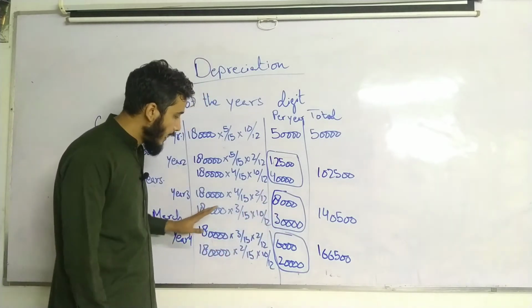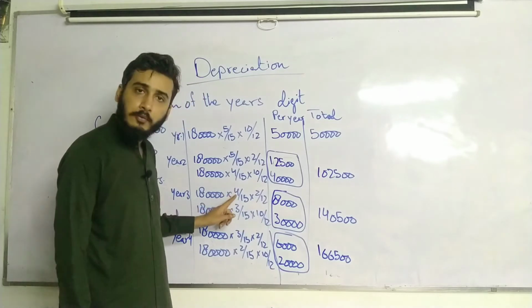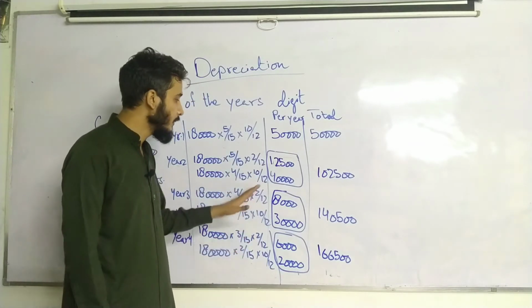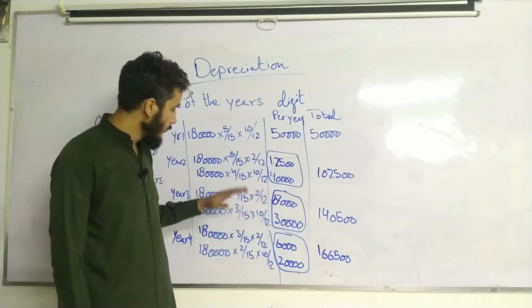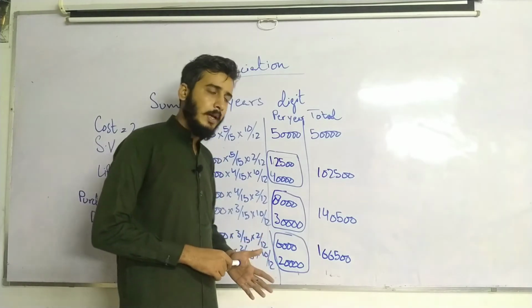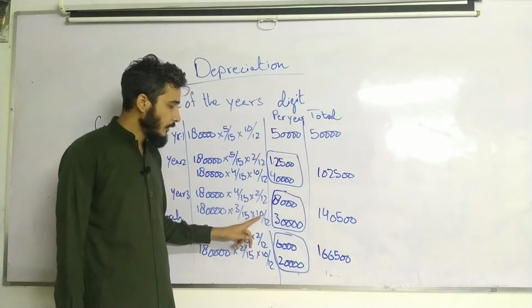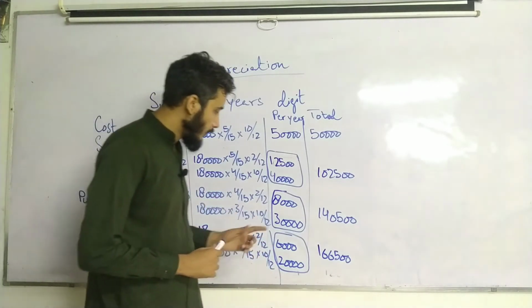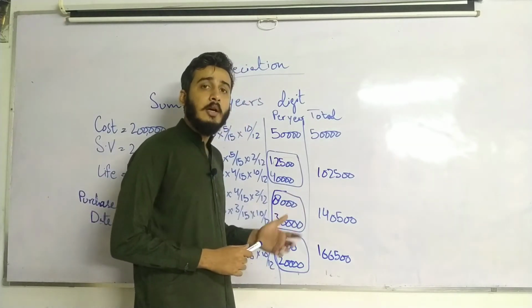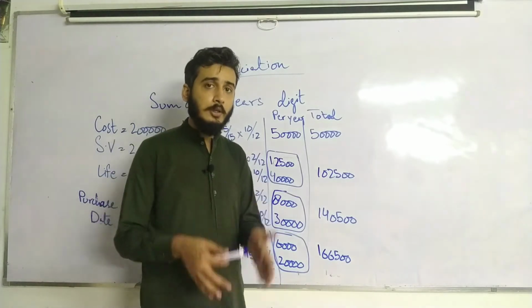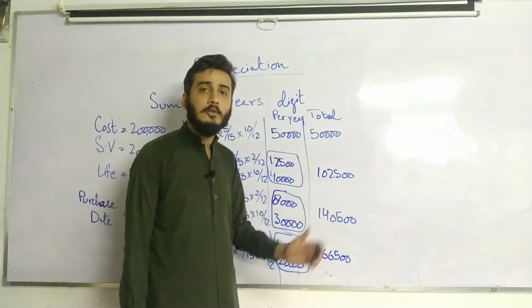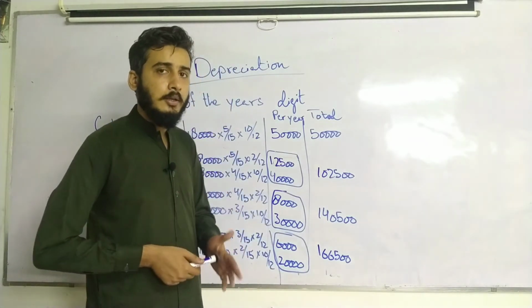Then 180,000, and the 4th factor has been finished as the machine has completed the second year, all the months of the second year. Now it is left for 3 years remaining. Now 3/15 and multiply by 10/12, and we have got 30,000. Now by adding both of these, we have got the total depreciation expense for the year, and by adding this to the previous one, we have got the total depreciation till year 3.